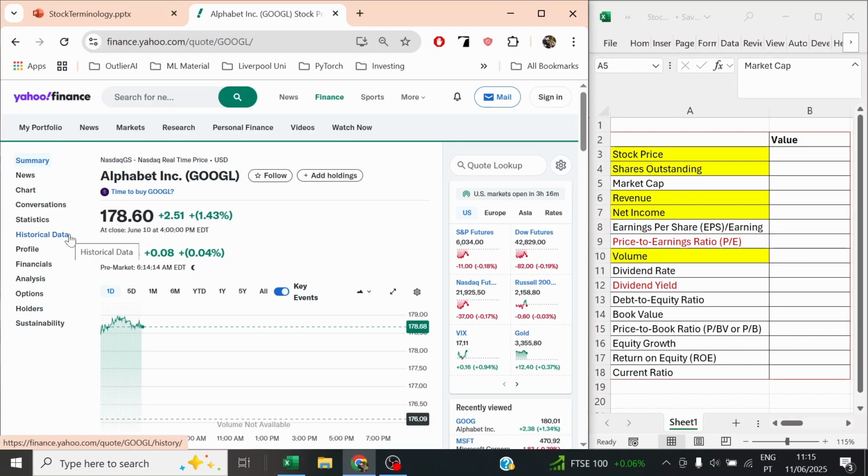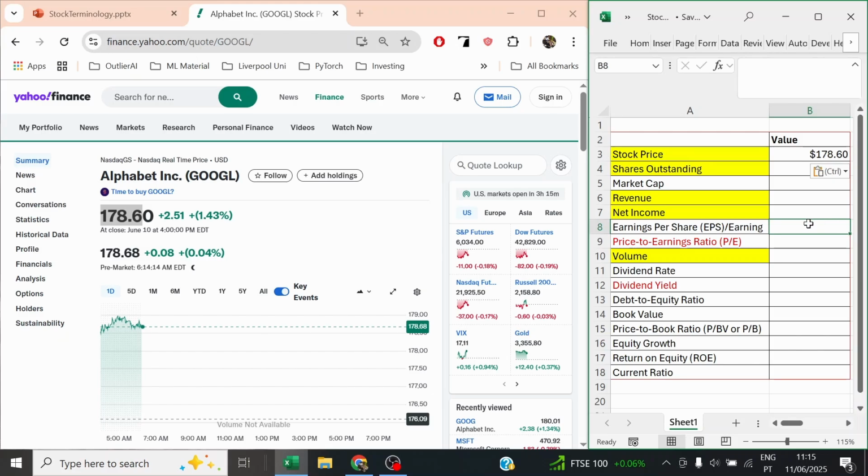The first term is the stock price, which is an easy one. Basically, if you want to buy the stock of Google right now, how much you will have to pay. Whether it is the right price or not, it's up to you, but as of right now, how much you will have to pay for Google. So I will just copy and paste on my spreadsheet.